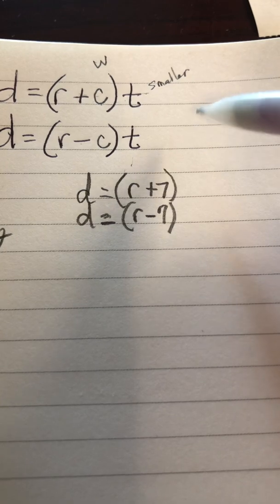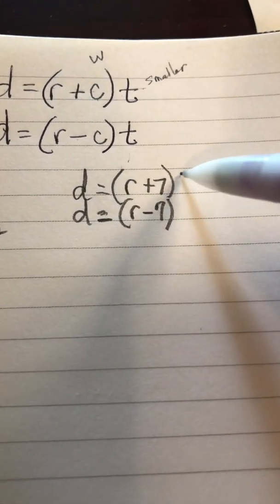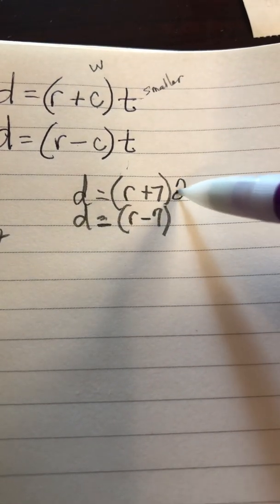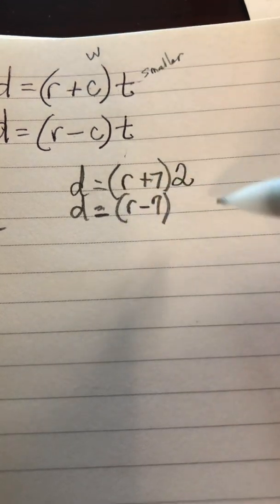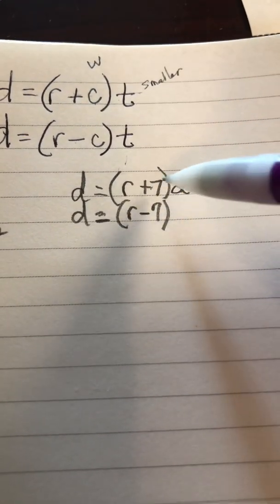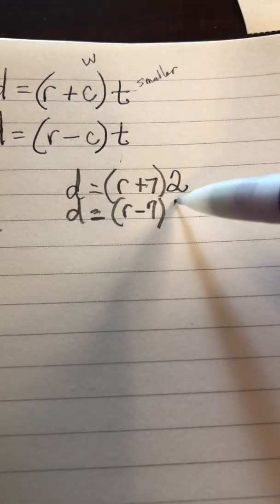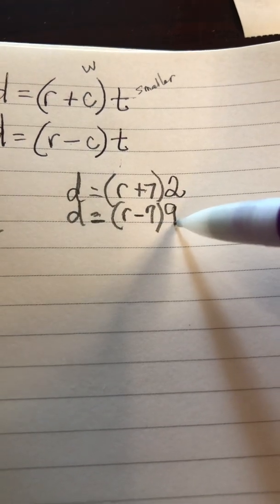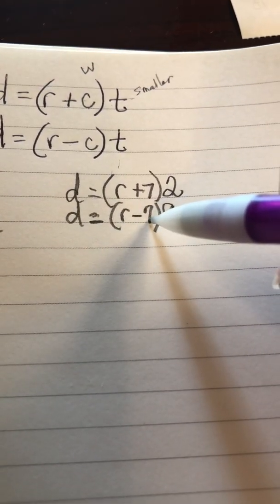So we had the choice of 2 hours and 9 hours. So the T is going to be 2 here because it's faster. So your smaller number goes with your addition problem. And the 9 goes down here with the one that slowed them down. And now it says to solve for R.